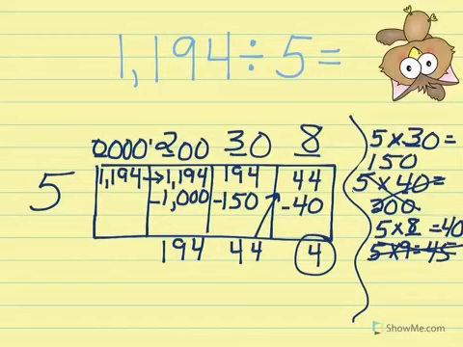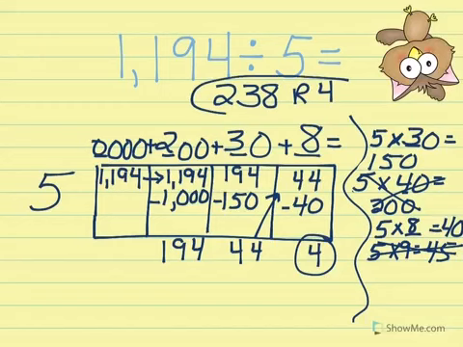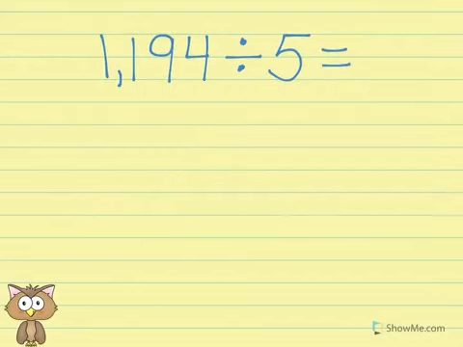If I add up my numbers, I'm going to get 238, remainder 4. So that is place value sections. Now, let's look at digit by digit.